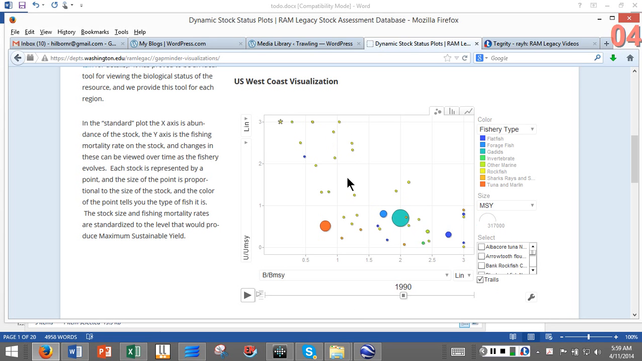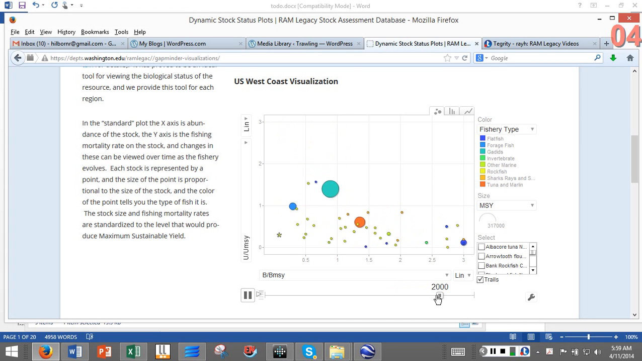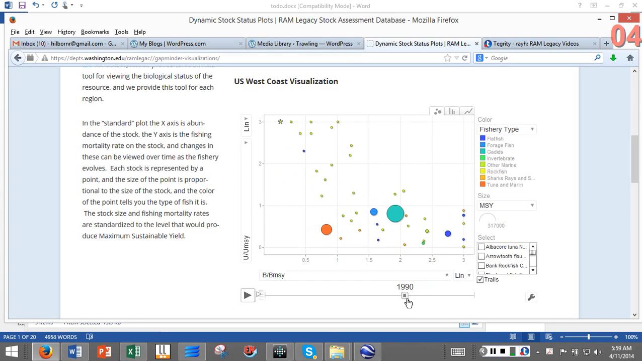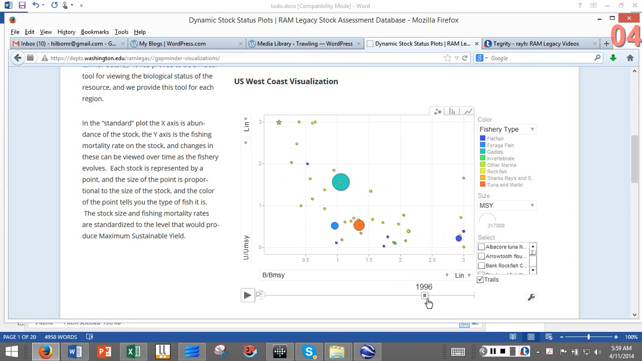I'm now going to move forward through the 1990s, where a lot of interesting things happened. And I'll probably stop it and then go back. Okay, so what we see is by 2000, almost all those stocks that are being fished too hard are now not being fished too hard. The fishing mortality rates have been reduced. Just watch them come down. Boom, boom, boom, boom, boom, boom.